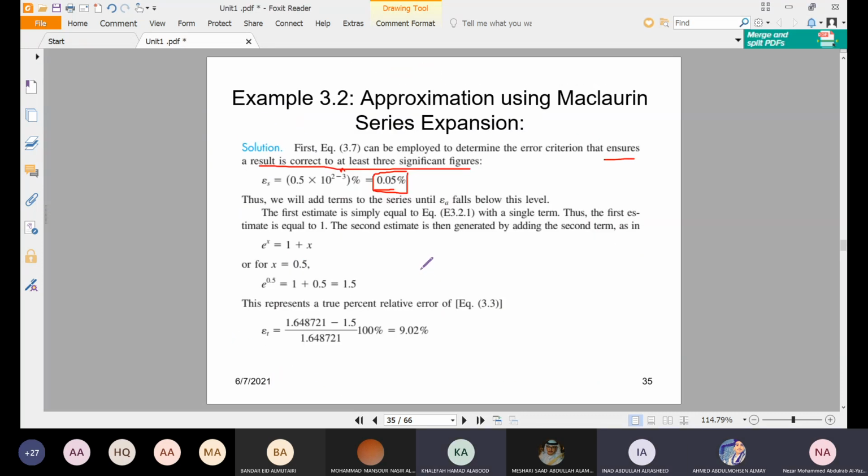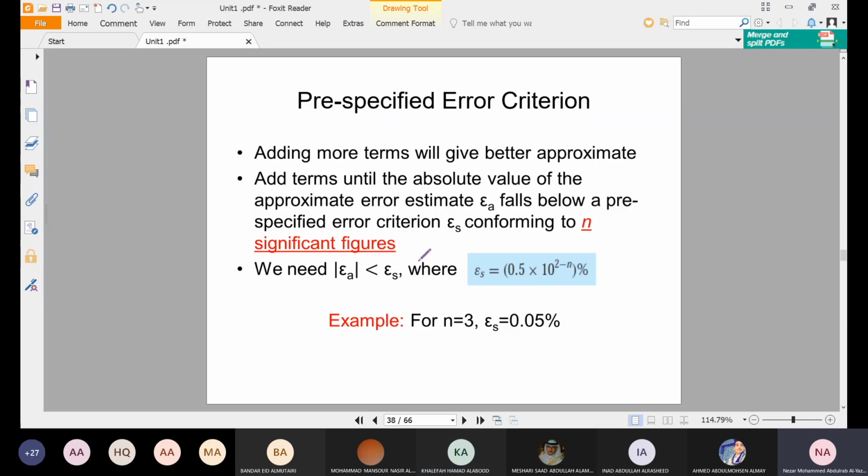Clear. Yes. We have here the stopping criteria. Adding more terms will give us a better approximation. Add terms until the absolute value of the approximation error falls below a predefined error criterion, depending on the number of significant figures that you want. For example, if we need 3 significant figures, the stopping criterion will be this one.